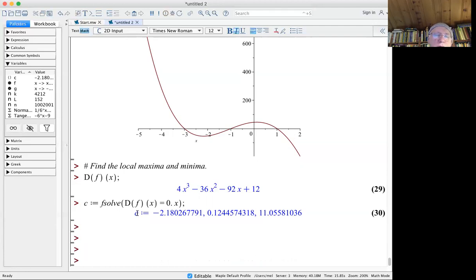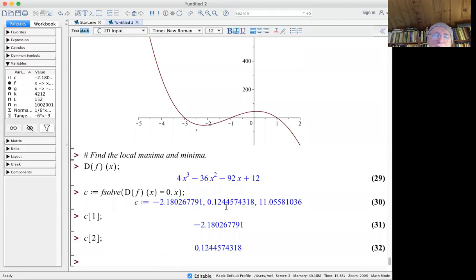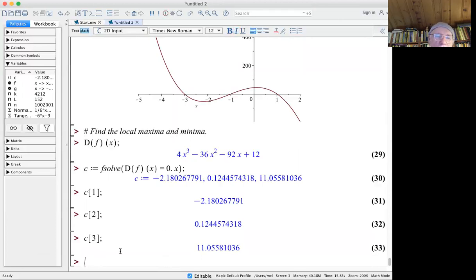So what does this mean? It means the way you write a subscript in Maple is square brackets. So C1, that's the first number. C square brackets 2, that's the second number. C square brackets 3, that's the third number.